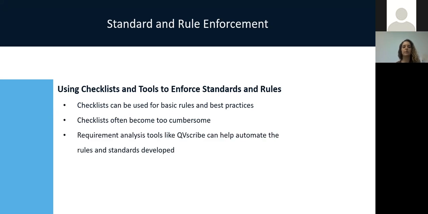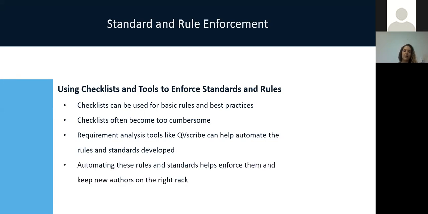Requirements analysis tools like QA Scribe can help automate rules and standards developed. This is because they use natural language processing, which can pick out errors that aren't complying with your standard or rule and bring it to that junior engineer's attention. This way he knows that one of the rules that you have internally is not being met. Automating these rules and standards helps enforce them and keep new authors on the right track. Like I said, they can edit their own work. They'll be able to see when they did not follow a rule and easily be able to address that. And if they can't address it, ask a question.